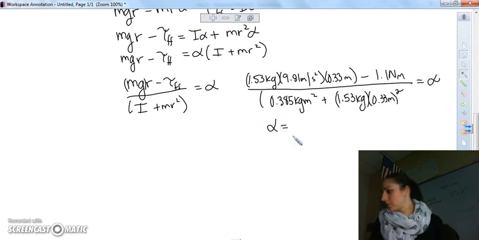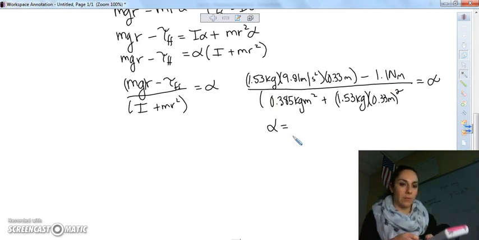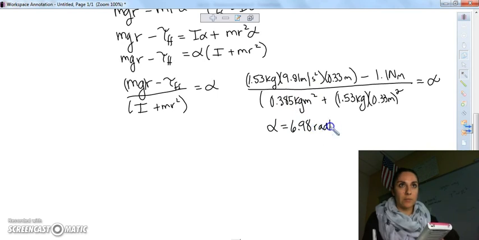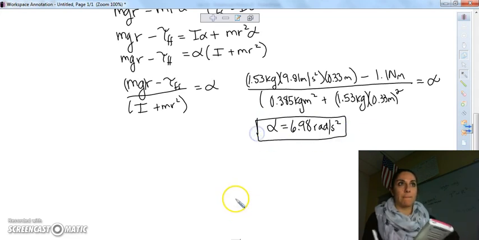So alpha will equal, if we calculate this out, 1.53 times 9.81. Sorry, I'm doing out the calculation. Oops. I gave you the wrong answer. Let's delete that one, change that. Perfect. Alpha is 6.98 when we calculate this out. And this is radians per second squared. Perfect, just like that.